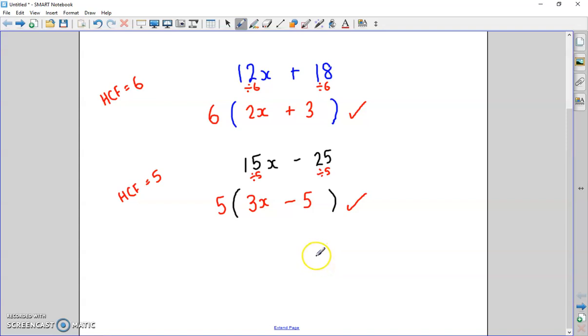Okay, so the aim is to have as much as you can by here, so that needs to be the biggest possible number, the highest common factor, and if we've done it properly, what should be left in there should be the smallest possible. In other words, if you look at 3 and 5, there's nothing that they can be divided by. If you look at 2 and 3, there's nothing that they can be divided by. So we want the biggest that we can outside, which should leave us with the smallest that we can on the inside. So they're straightforward enough, just dividing by a number.